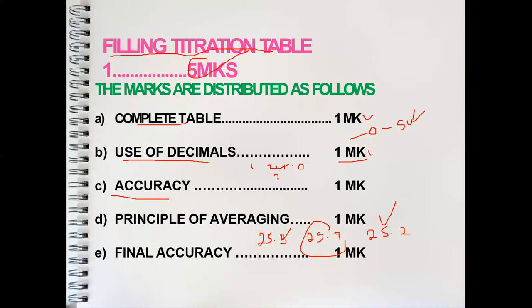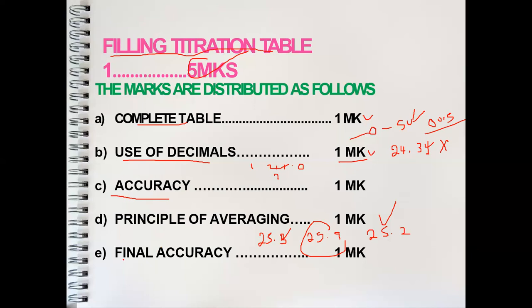Then let me come back to decimals. If you have chosen to use 2 decimal places, the last digit should be either 0 or 5. For example, you can't have 24.34. This is wrong. So the last digit should be either 0 or 5. So ensure that is taken home.